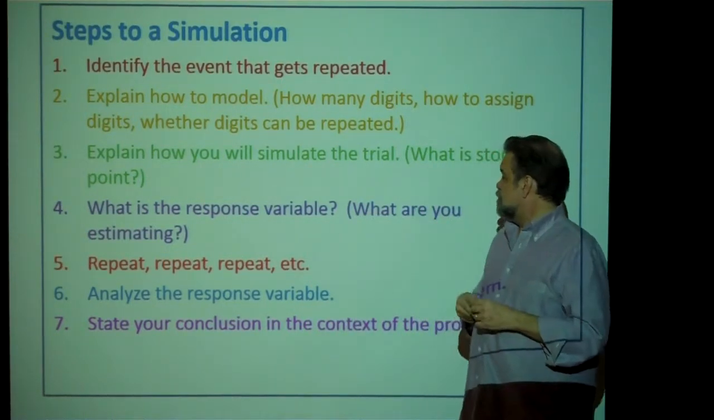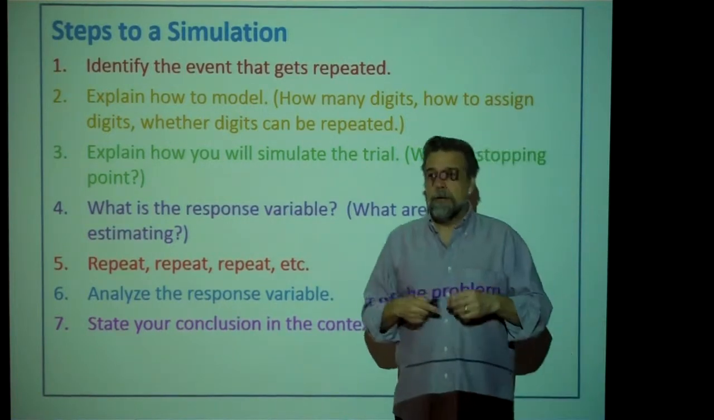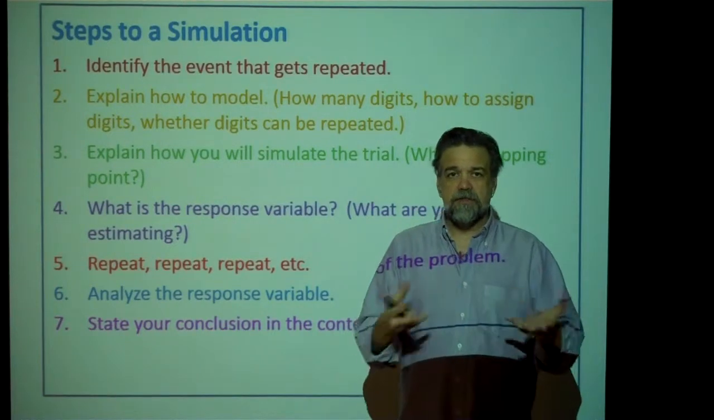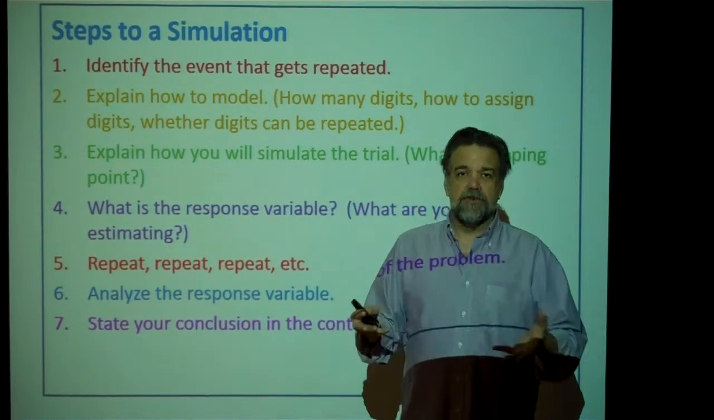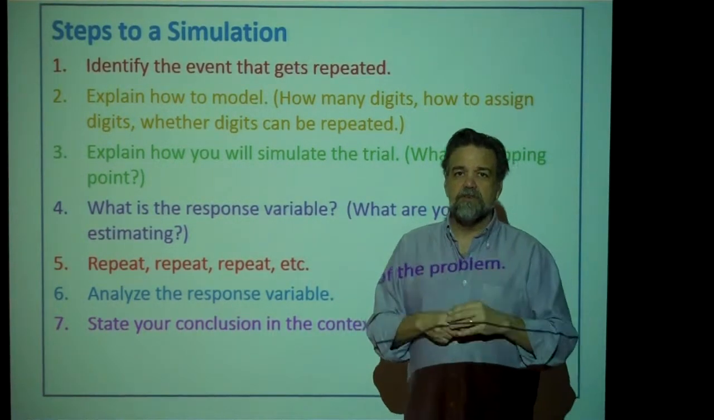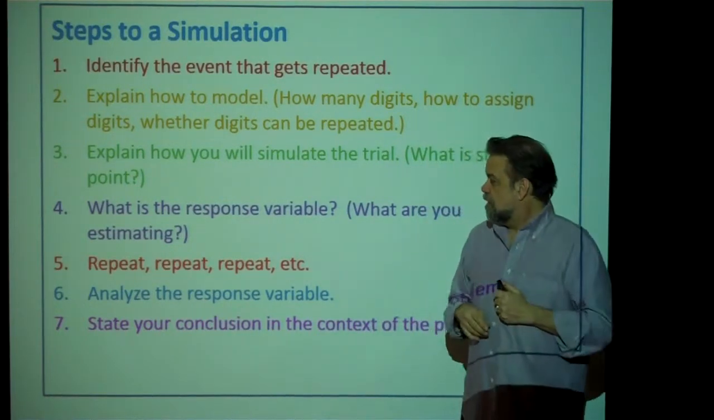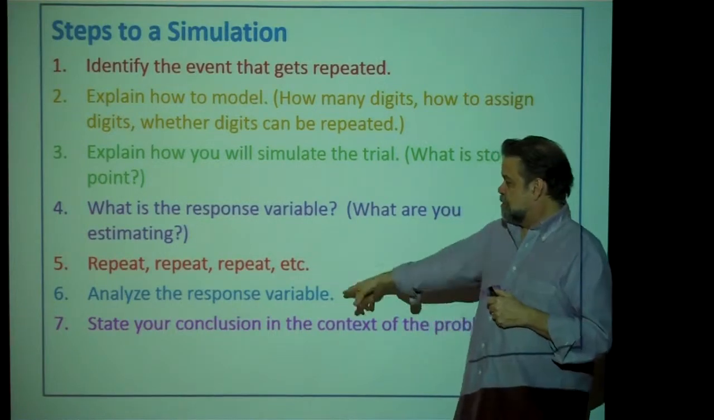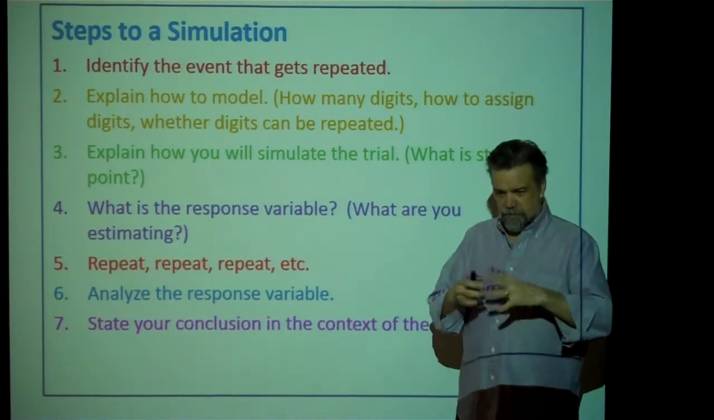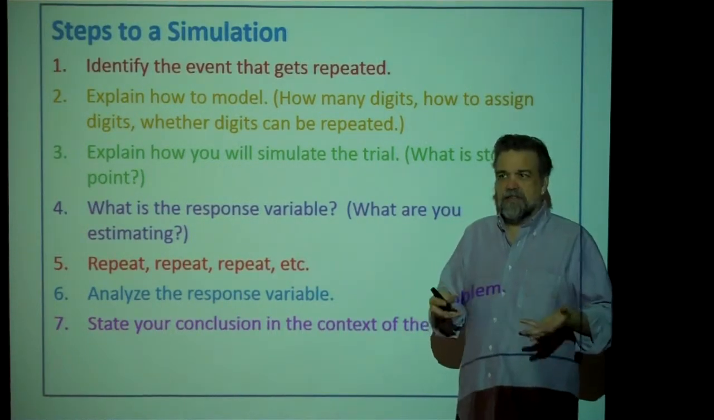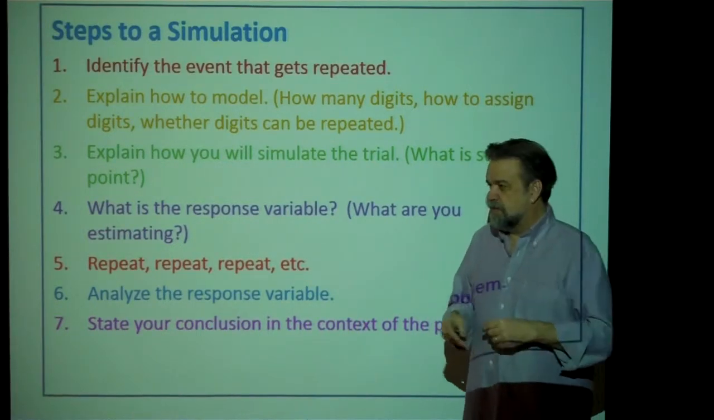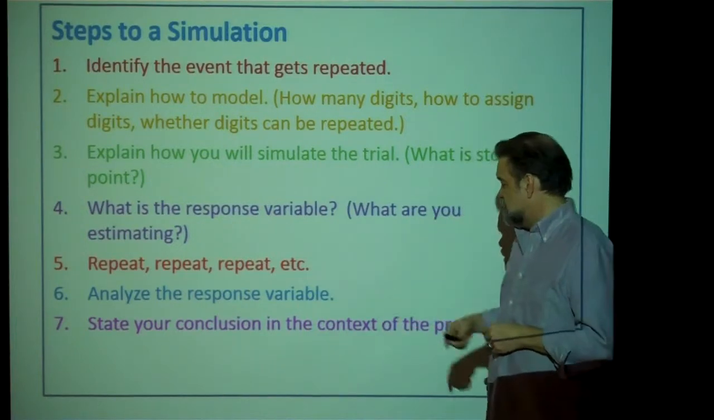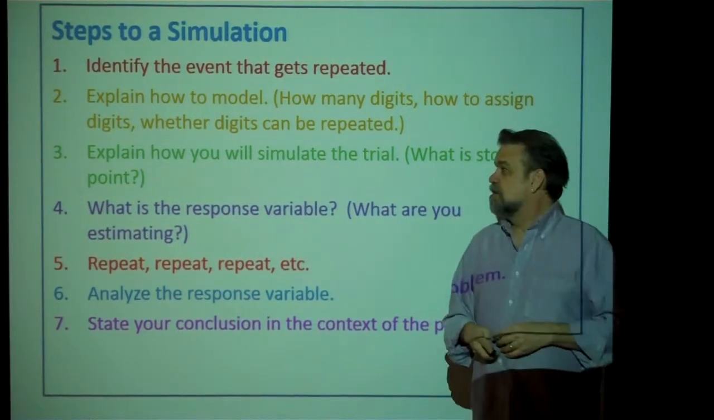Four, what is the response variable? What are you estimating? You're almost always going to be estimating a proportion of something, or an average of something. Those are really the things that we use simulations for the most. Step five, do it again, then do it again, then do it again. Step six, analyze that response variable. Look at it, take the average, take the proportion, whatever it is that you're measuring, and then finally, state that conclusion in the context of the problem.